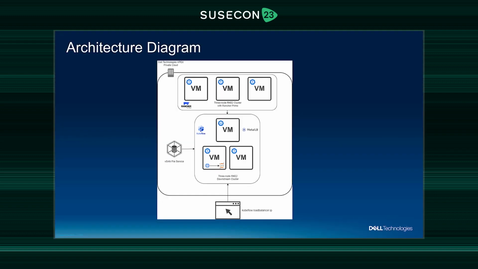Here we have a basic architecture diagram of the application. Everything is hosted within our APC environment. We have a 3-node RKE2 cluster with Rancher Prime installed, and through Rancher, we deployed a 3-node RKE2 cluster with 1 control plane, 1 GPU worker, and 1 non-GPU worker. This cluster will have Kubeflow and MetalLB installed. We enabled vSAN file services to provide persistent storage to our Kubernetes clusters within this environment.